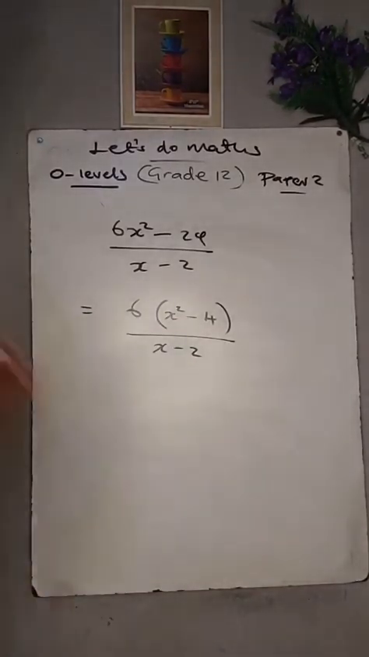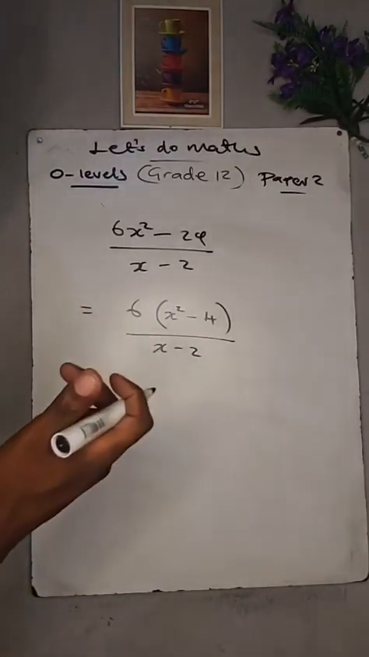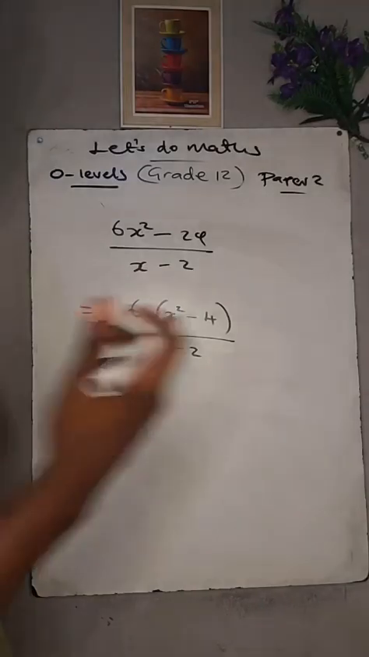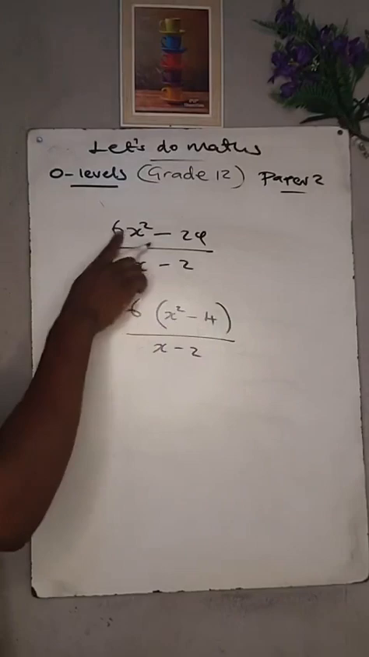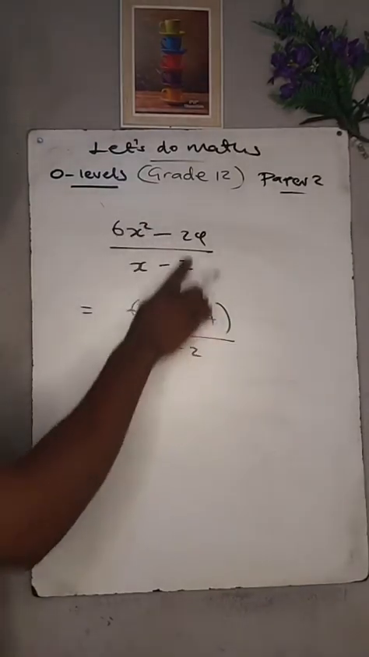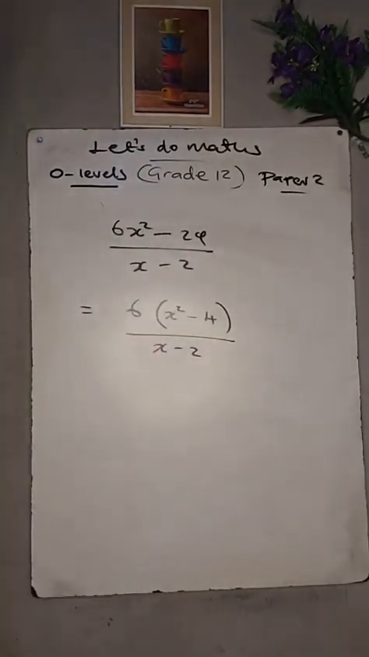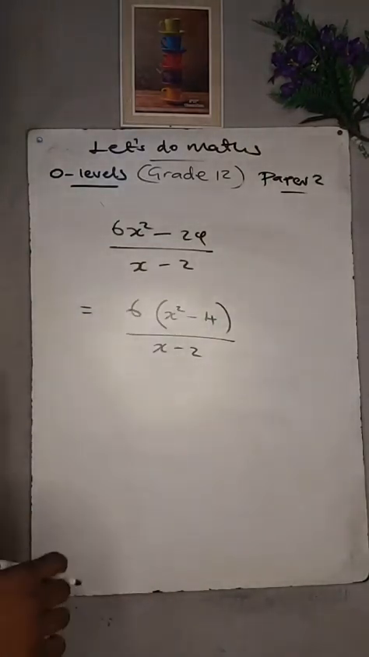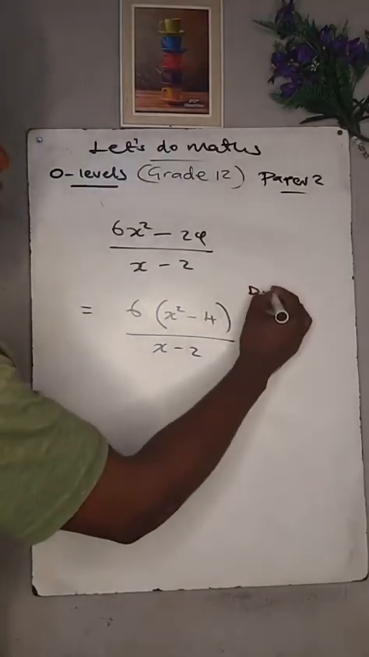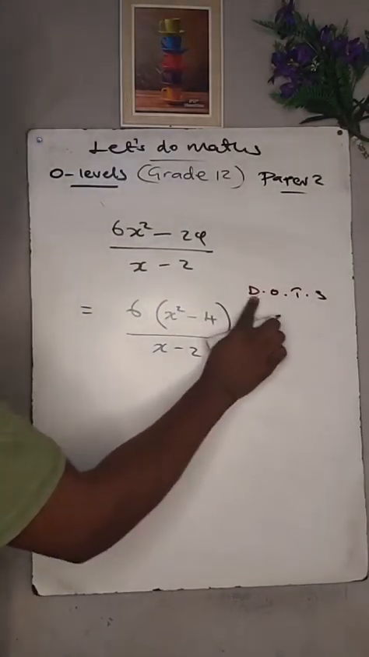Remember, when you're factorizing, you don't change the value of whatever you've been given. So we say 6 times x squared, we still have 6x squared. 6 times negative 4, we still get negative 24. Then, is that all? No. We can factorize further by difference of 2 squares, which is also known as DOTS, which is difference of 2 squares.